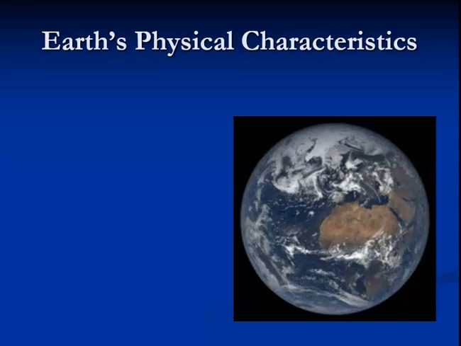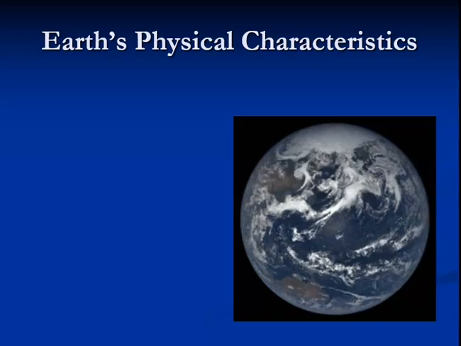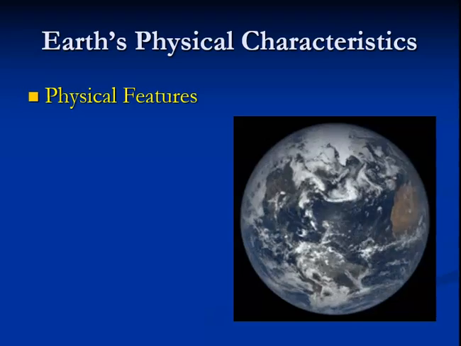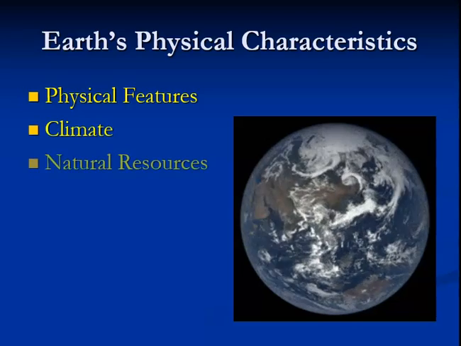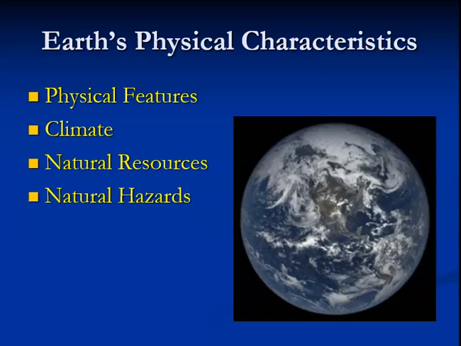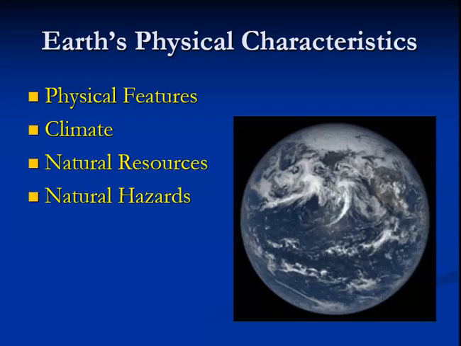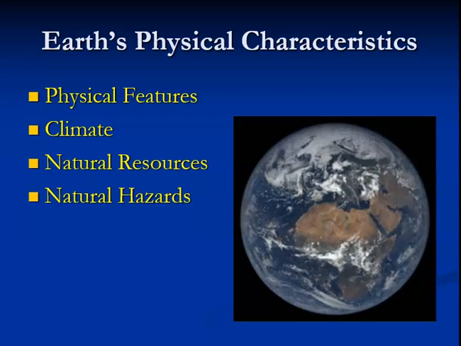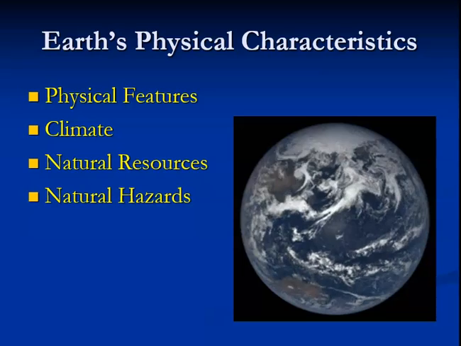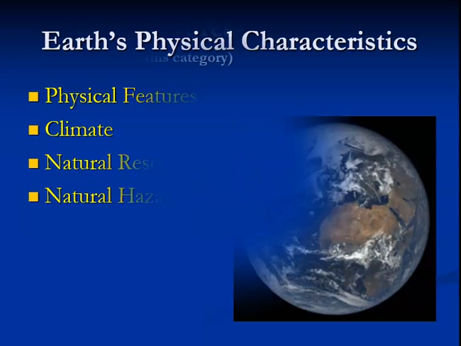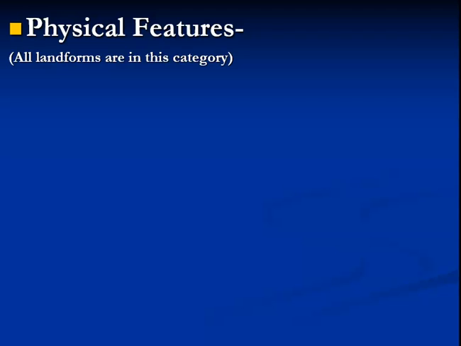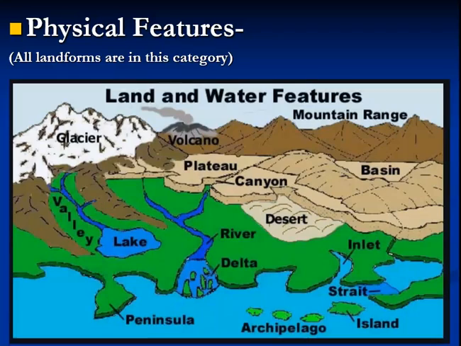So just a little bit of a review. Earth's physical characteristics, hopefully you remember, are physical features, climate, natural resources, and natural hazards or natural disasters. If you're unclear on any of these, please go back to an earlier lesson. Make sure you understand what these are. Okay, the first of Earth's physical characteristics is physical features, and all landforms are in this category. Take a look at this graphic just to refresh your memory on what Earth's physical features are.